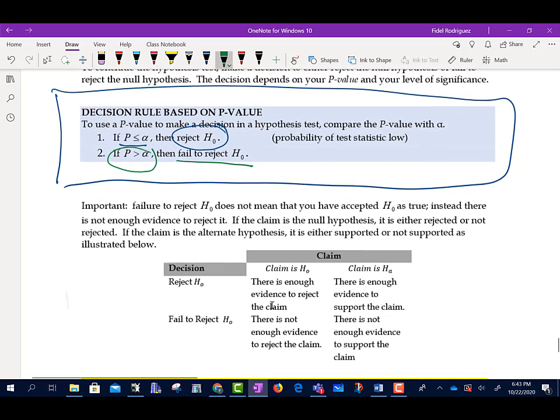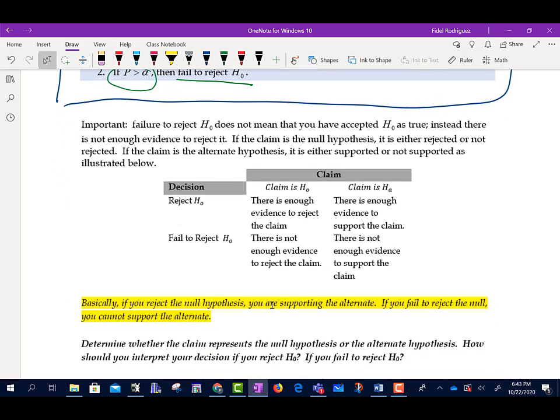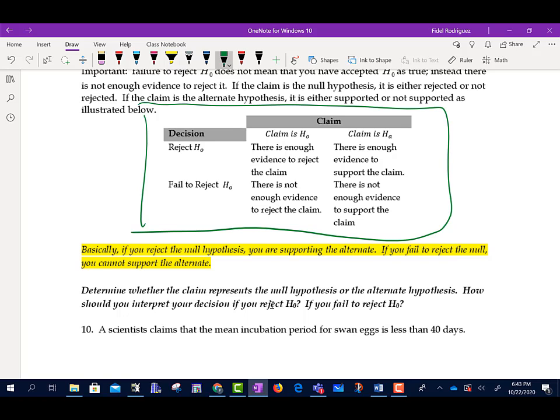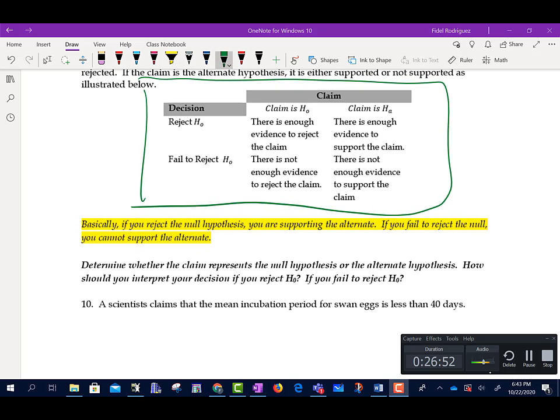Okay, so again, notice what it says here. It says failure to reject the null hypothesis does not mean that you've accepted the null hypothesis is true. Instead, there's just not enough evidence to reject it. If the claim is the null hypothesis, it's either rejected or not rejected. If the claim is the alternate hypothesis, it is either supported or not supported. Okay? So we're going to be using this little chart that I have right here to kind of answer our questions. Okay? So give me one quick second.